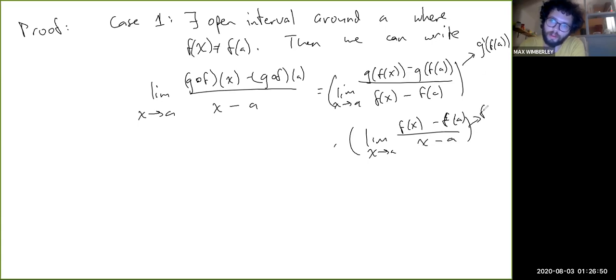And this approaches f prime of a. Showing that this approaches g prime of f of a is not hard, but there is some step or two involved here, where you essentially have to go down to the sequence definition and say: okay, if xn is a sequence approaching a, then f of xn is a sequence approaching f of a.